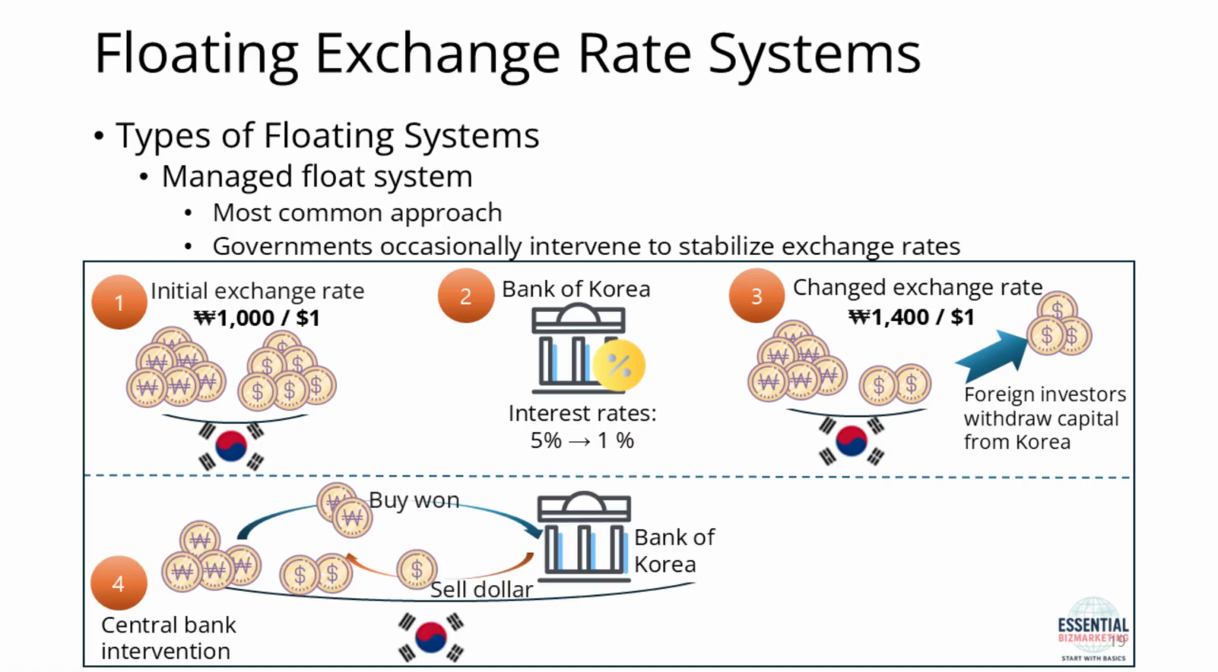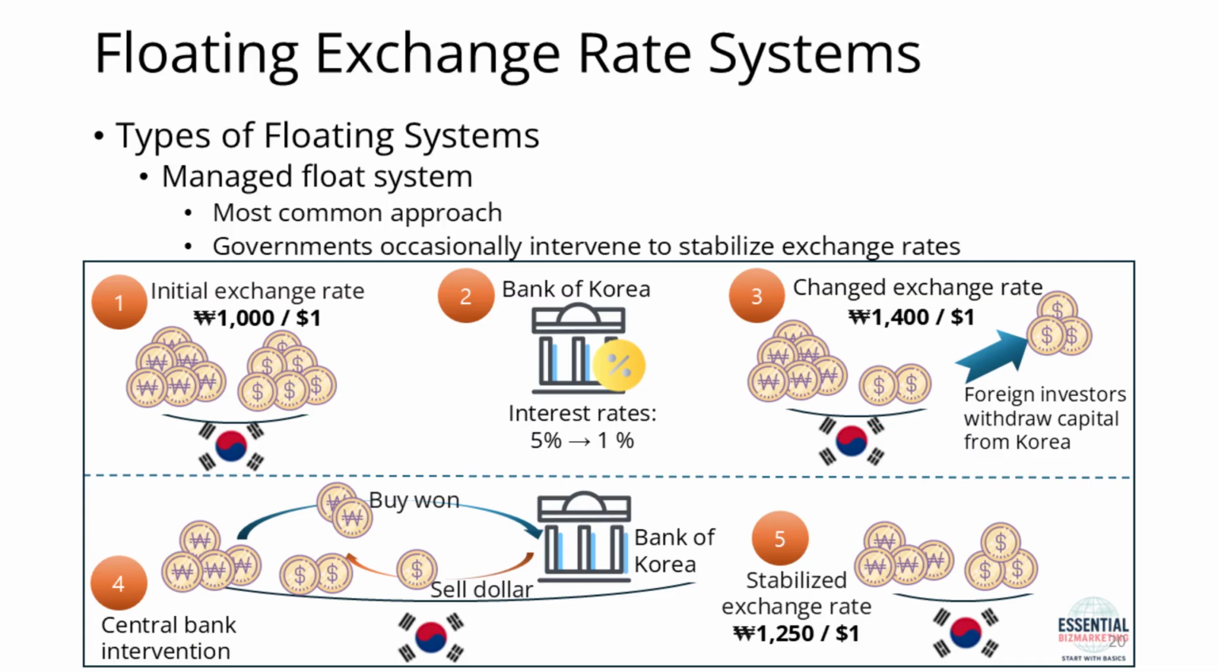To ease pressure on the won, the Bank of Korea intervenes directly in the currency market. By selling dollars and buying won, it increases the dollar supply and boosts demand for the local currency. This intervention helps reduce volatility and restore short-term stability.